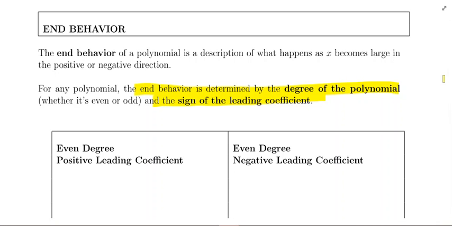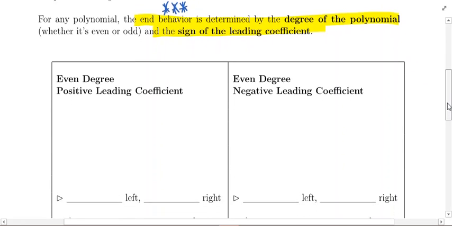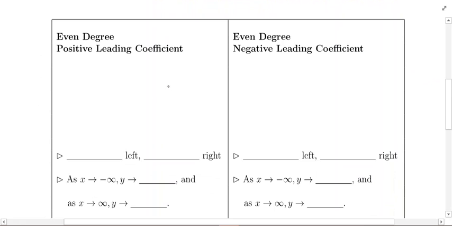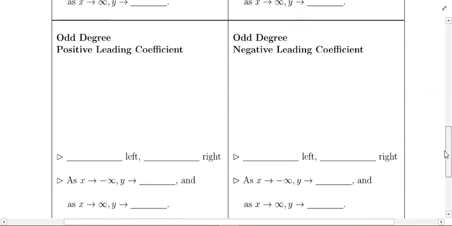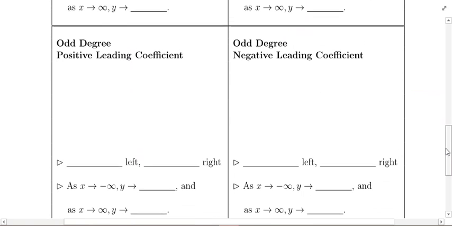All right, so again, can't emphasize enough. End behavior is determined by the degree. You don't need to know the specific number. You just need to know whether the degree is even or odd, and then the sign of the leading coefficient. So let's look at these first 2 boxes. Both of these boxes are going to involve an even degree polynomial. The left box has a positive leading coefficient, and on the right side we're dealing with a negative leading coefficient. And then at the bottom, we'll talk about what happens if you have an odd degree polynomial.